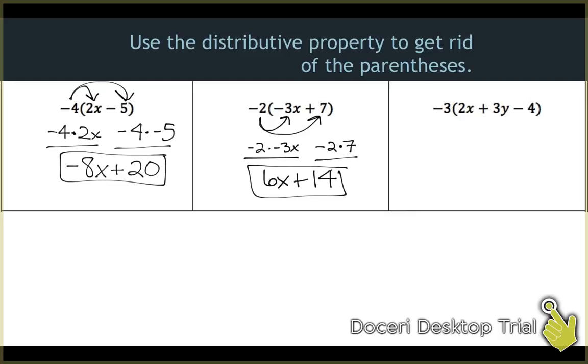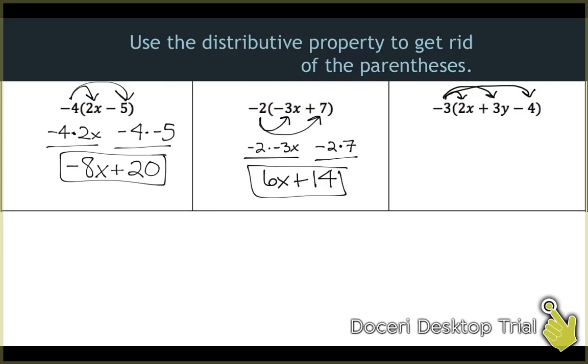Okay, and then last one. Oh, dearie me. This one doesn't have just 2 things in the parentheses. It has 3 things in the parentheses. We can still use the distributive property for this. So we have negative 3 times 2x, and then we're going to do negative 3 times positive 3y, and then also negative 3 times negative 4.